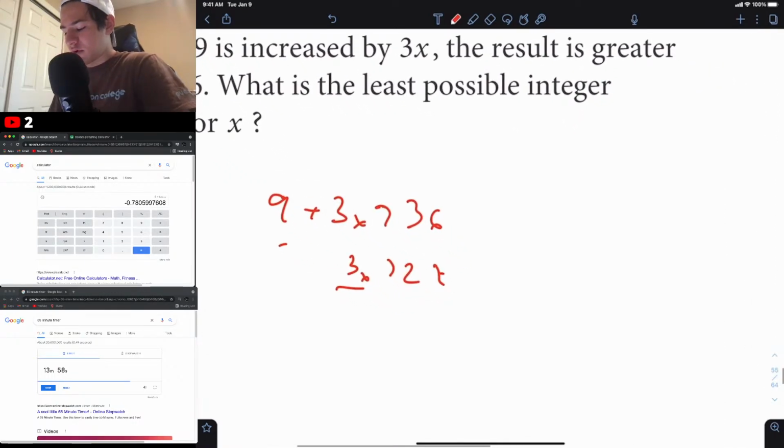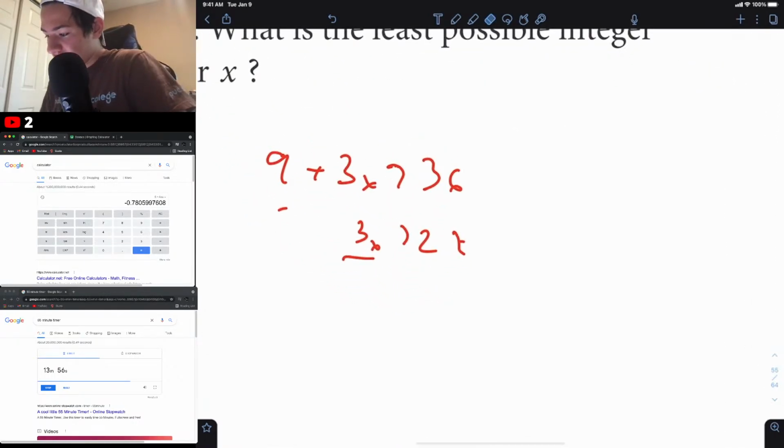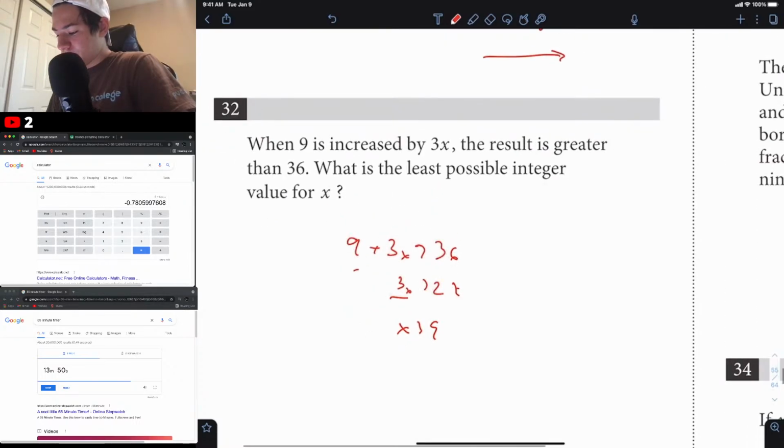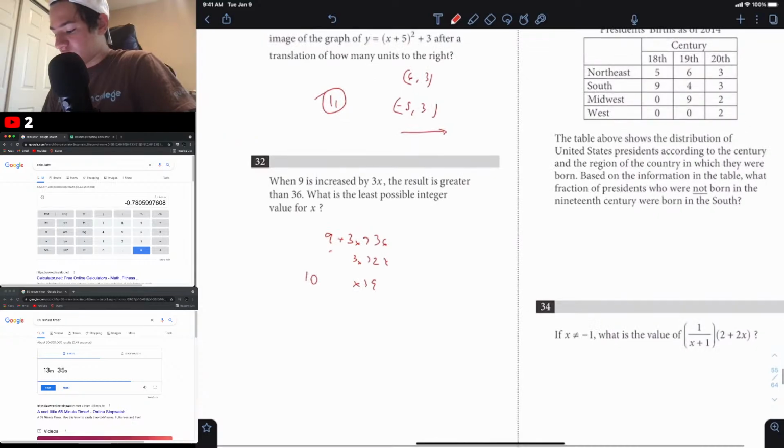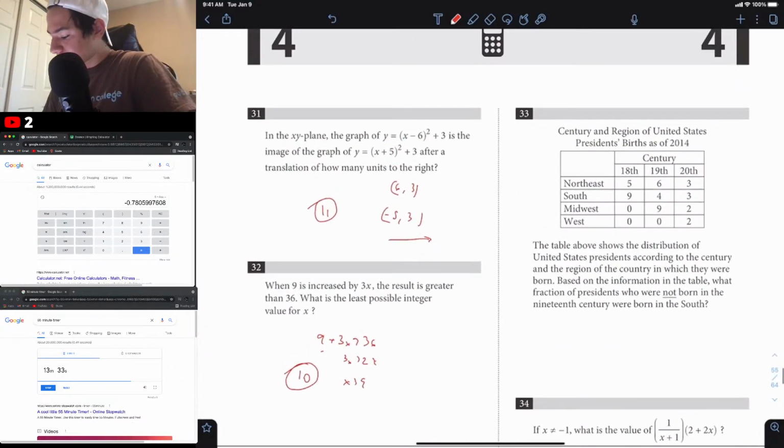Yeah, okay. Divide by 3, so 9. Or no, x is greater than 9. So x is greater than 9. We know that. What is the least possible integer value? So then it's 10, because that's the next number. That's the least number that's greater than 9. And that makes sense, because if we plug in 10, we get 30 plus 9. Yep, very true. 10 is the answer.